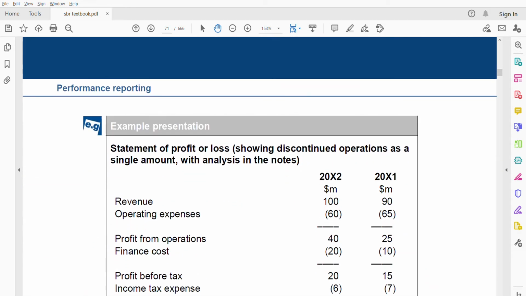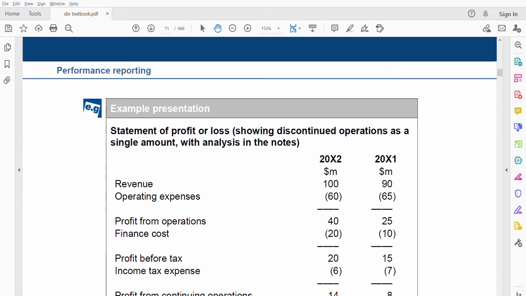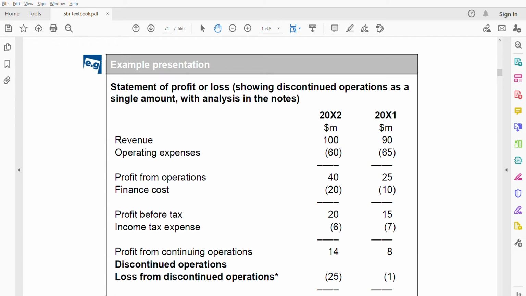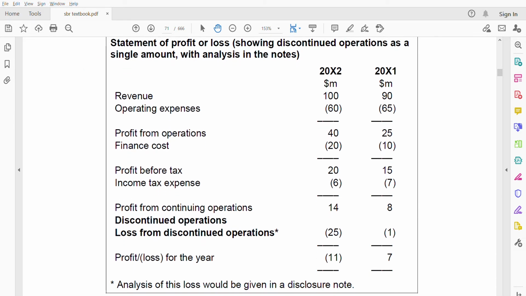Now let us go through an example, the presentation, how it looks. This is a statement of profit and loss showing discontinued operation as a single amount with analysis in the notes. You can see for the 2 years, revenue, expenses, profit, finance, tax, income tax has been given. After you deduct income tax from profit before tax, the amount is known as profit from continuing operations. After that, you have to follow this order.